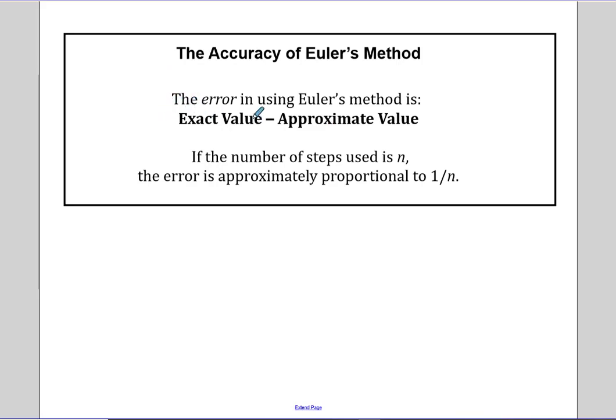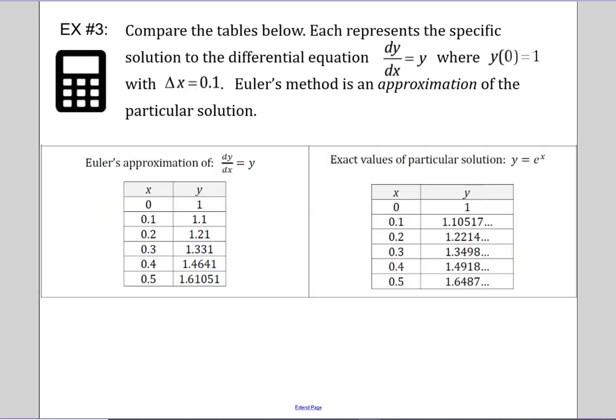Here, the accuracy of Euler's method: the error in using Euler's method is the exact value minus the approximate value. If the number of steps used is n, the error is approximately proportional to 1 divided by n. So if you ever need to calculate the approximation, we have some calculator steps coming up. So let's compare the tables below.